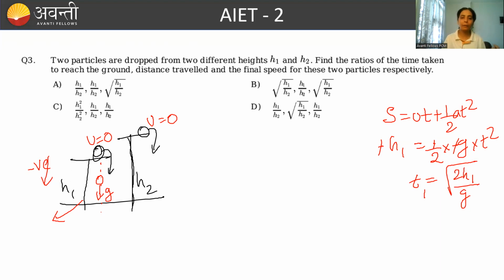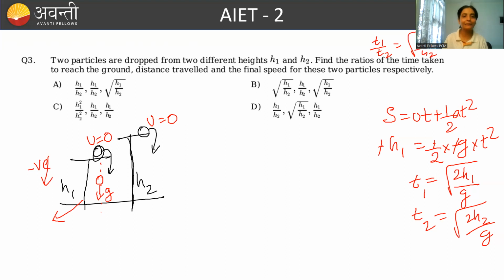The time it will take to come down is root of 2h1 by g. Similarly, the time taken by the second particle to come down is root of 2h2 by g. So we can calculate their ratio: T1 by T2 is equal to root under h1 by h2. So we have got the ratio of time.